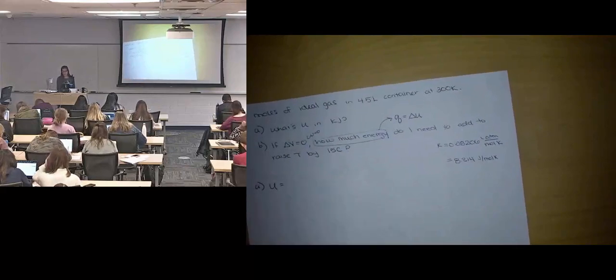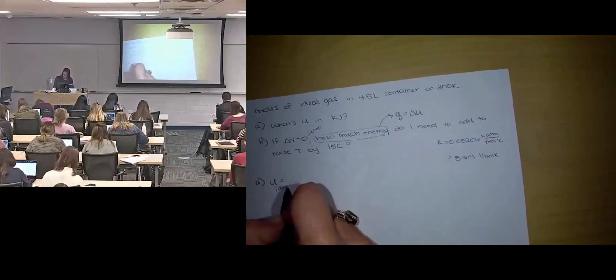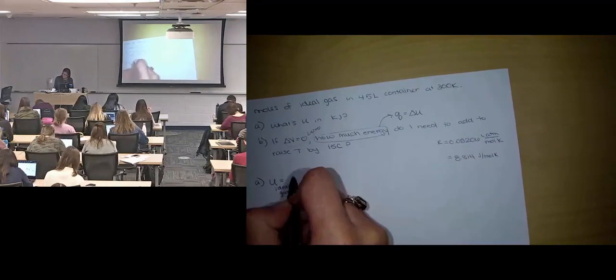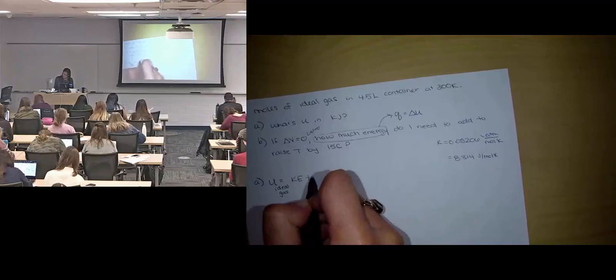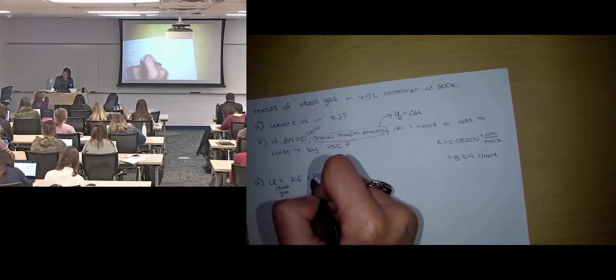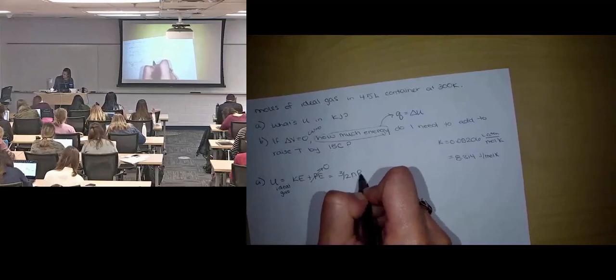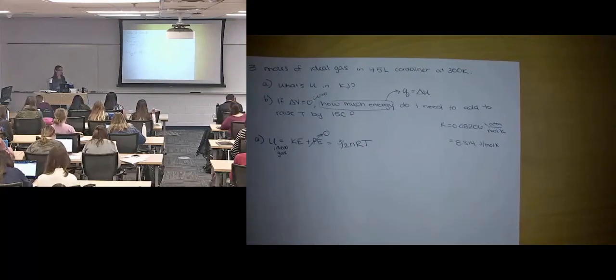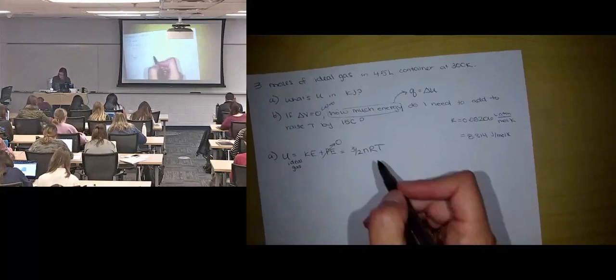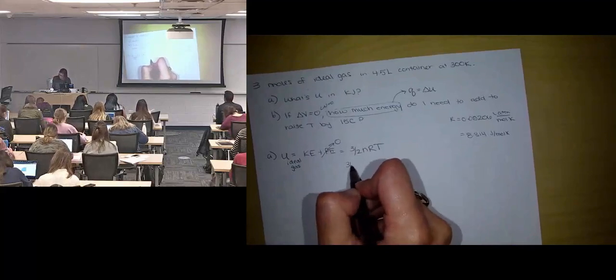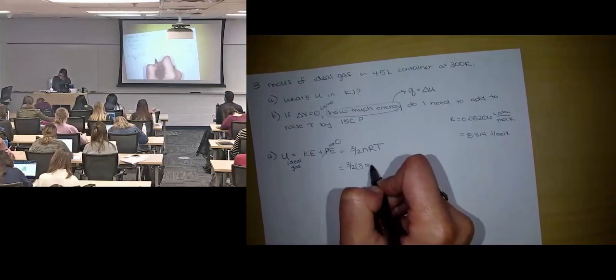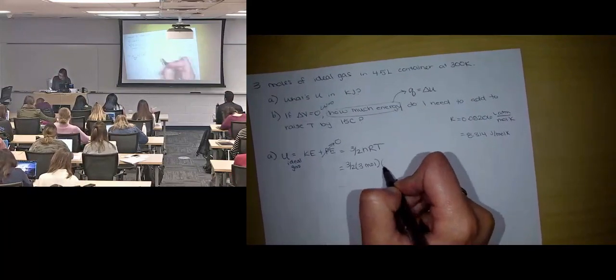what is a relationship that we know of, internal energy of an ideal gas? Internal energy is kinetic energy plus potential energy. For an ideal gas, this is 0. 3/2 nRT. Okay? This internal energy is dependent only on what temperature this ideal gas is at. Okay? So we have 3 moles. 3/2 times 3 moles. Always keep track of your units. That'll help you know you're doing it right.